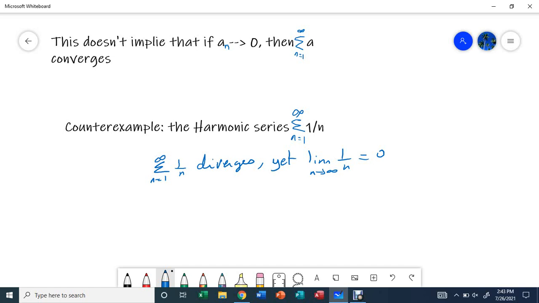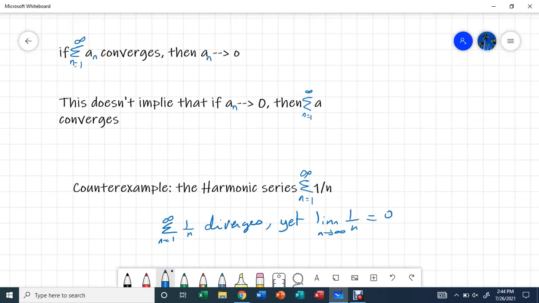So if a_n goes to 0, it does not mean the series a_n converges. But if the series converges, a_n must go to 0. The harmonic series diverges because there is no upper bound for its partial sums. So this is a counterexample showing why the statement is not an equivalence. It goes only one direction but not the other direction.